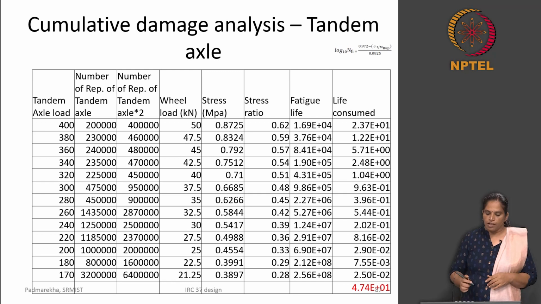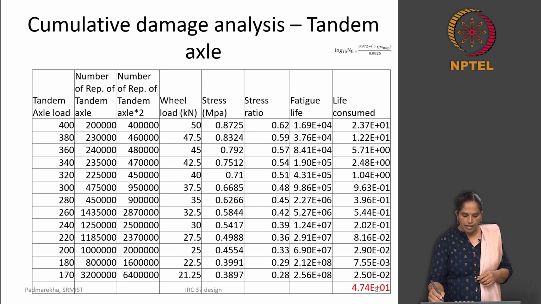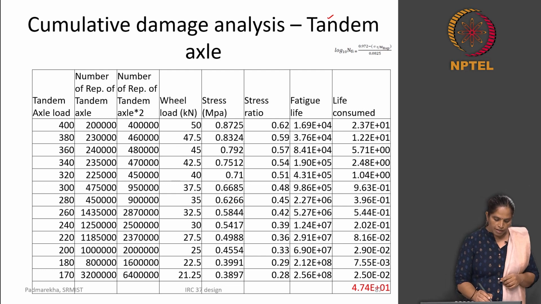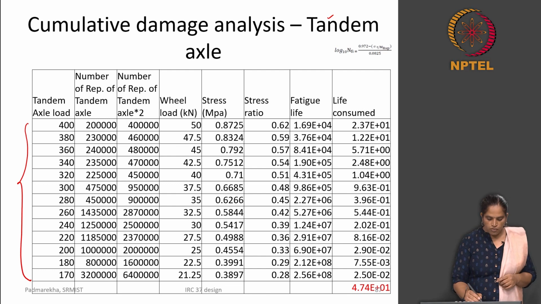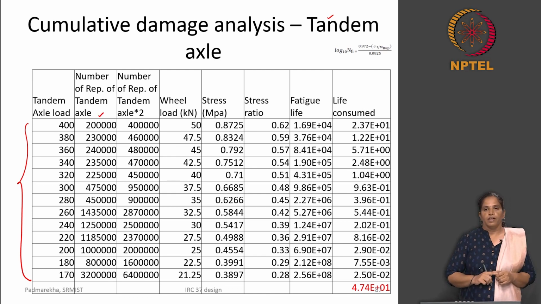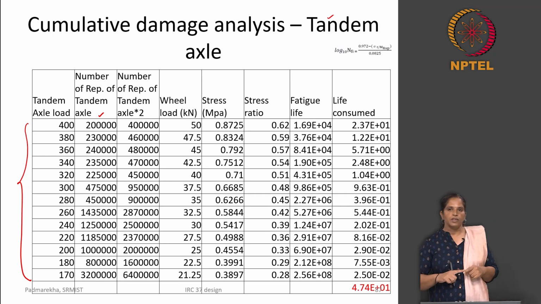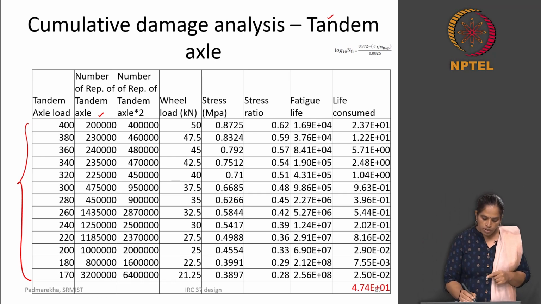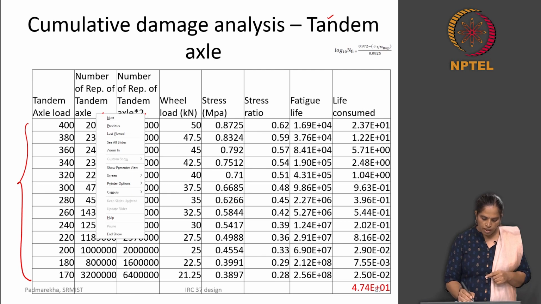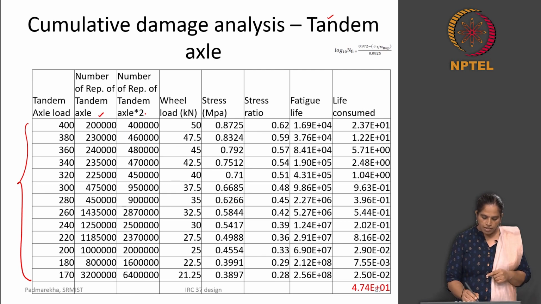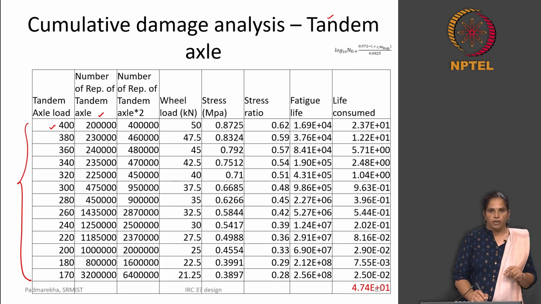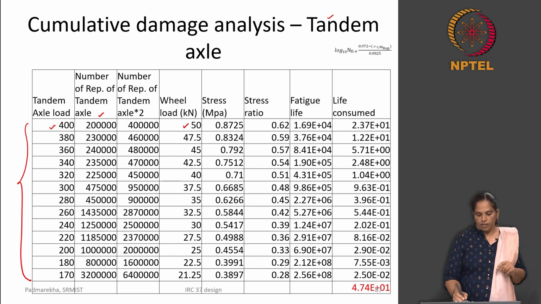Now you can see a cumulative damage analysis for a tandem axial. So tandem axial, again it is the mid value of all the load given here, and this is the number of repetitions of a tandem axial. So we consider one tandem axial to be 2 times the single axial. So we multiply this by 2 to get the number of repetitions of a single axial. So this is a total tandem axial load of 400 kilonewton. Now if you need a wheel load, single wheel load is divided by 8, because you have 8 wheels there, so you will get a single wheel load.